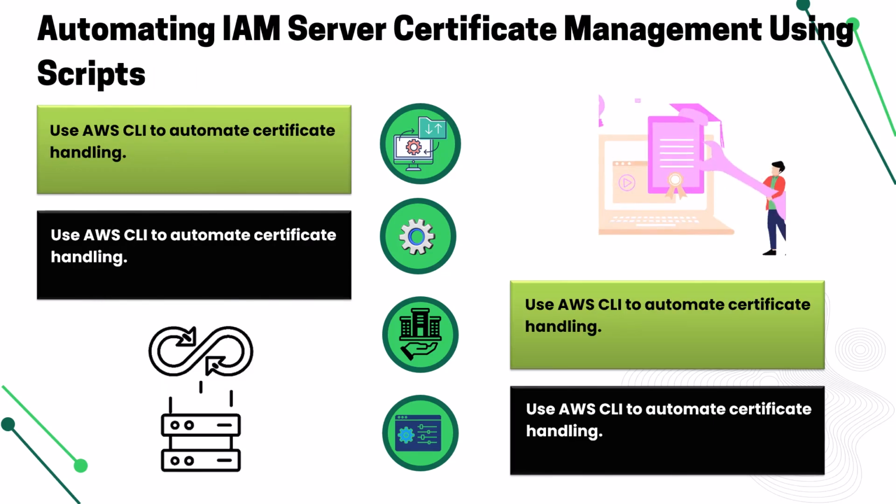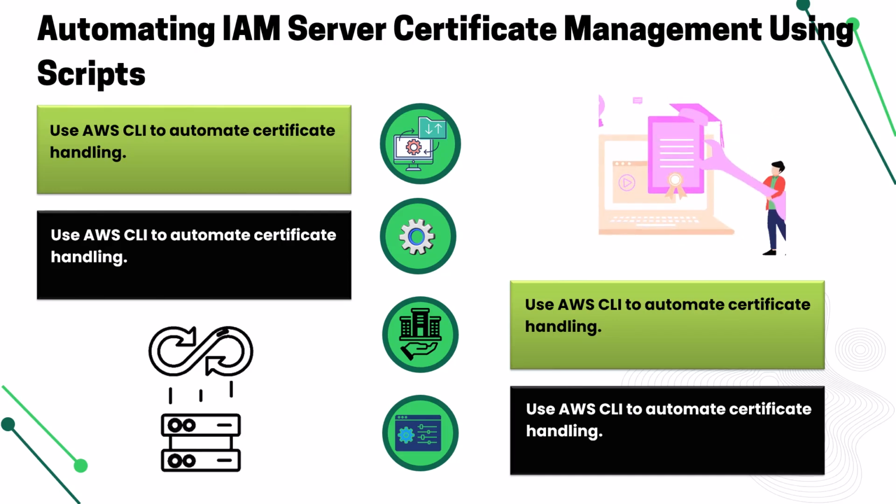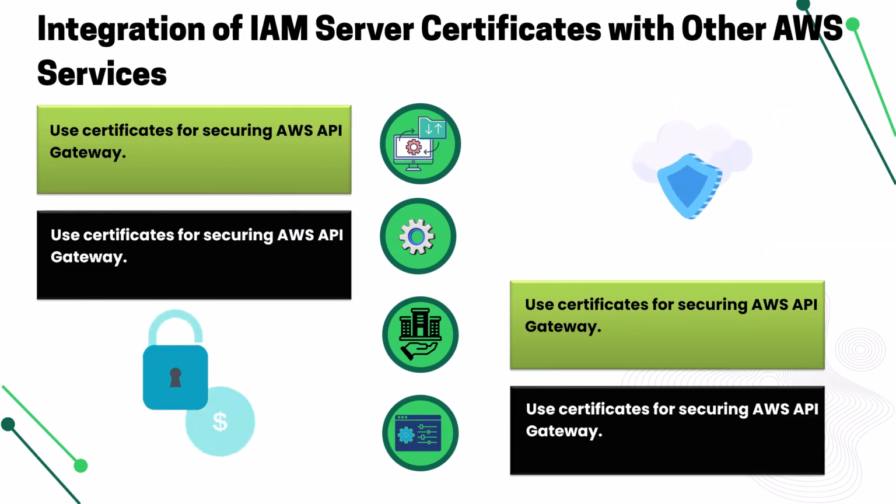Automation makes life easier, unless it's badly scripted. AWS CLI lets you manage certificates efficiently, and scheduling renewals helps prevent last-minute panic. Integrate with CI/CD for seamless operations, but always handle errors properly, because the last thing you want is an automation gone rogue.